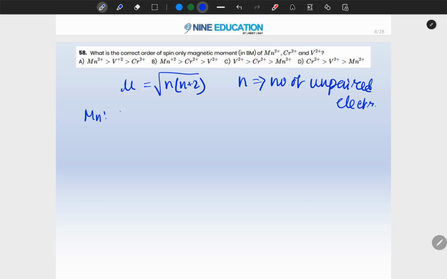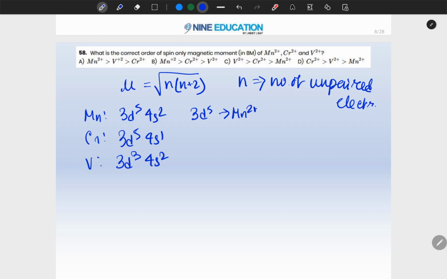Now for manganese, the electronic configuration is argon 18 3d5 4s2. For chromium, the configuration is 3d5 4s1. And for vanadium, the electronic configuration is 3d3 4s2. So after removing 2 electrons from manganese, the resultant configuration will be 3d5. So in Mn2+, this is the orbital picture diagram. There are 5 unpaired electrons present.